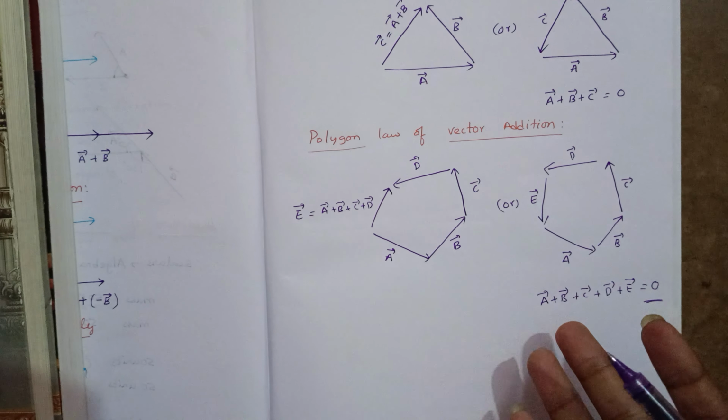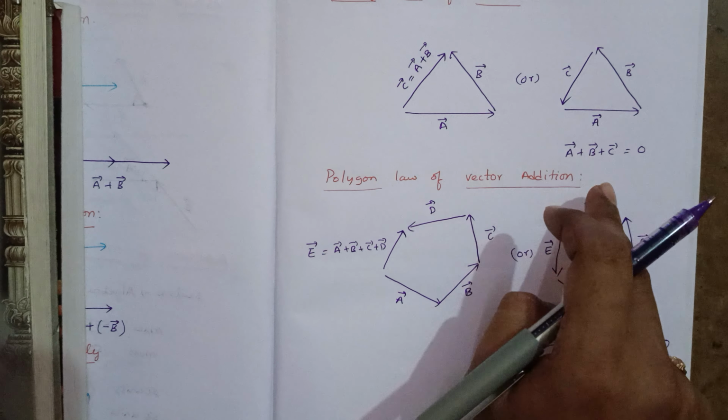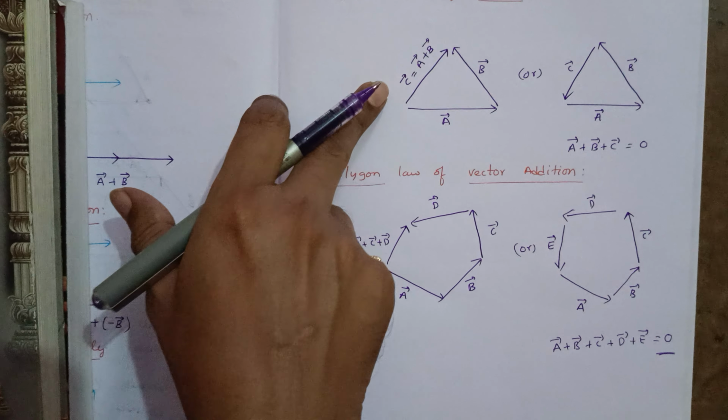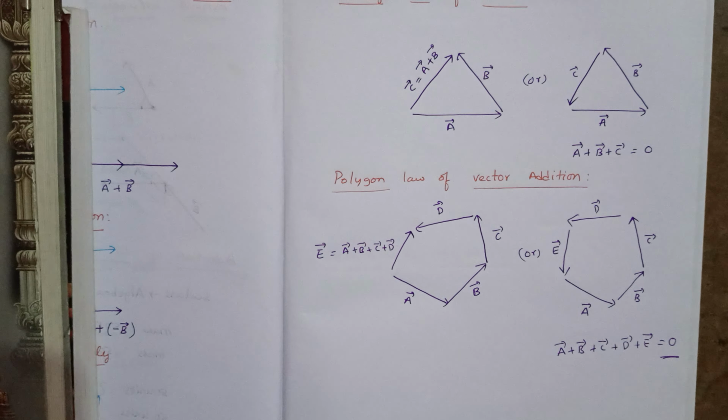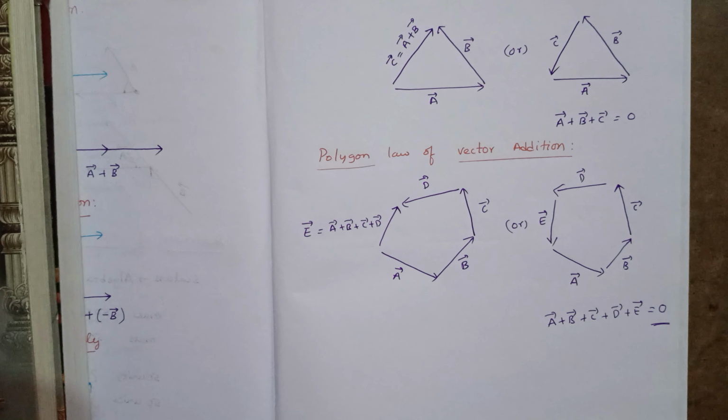Both are the same. Here the sides are more. If all are in the same order, the sum is equal to 0. If any one is in reverse, then that is equal to the resultant of the remaining. Okay? Clear?